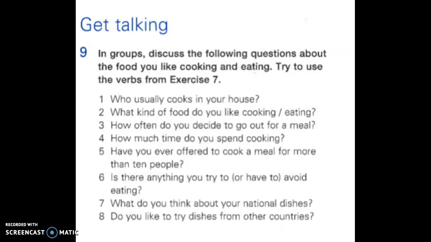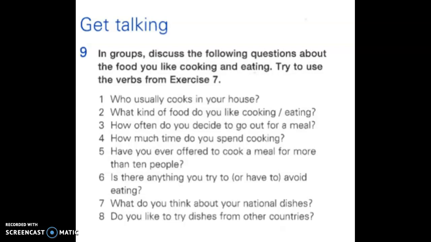So, two choices for the freer practice. This is the first one, a simple group discussion, absolutely fine. It uses some of the vocabulary in it. Look, there's offer, and we've got avoid in there somewhere as well, I think. Yeah, there it is in number 6. But the other vocabulary is not in there.